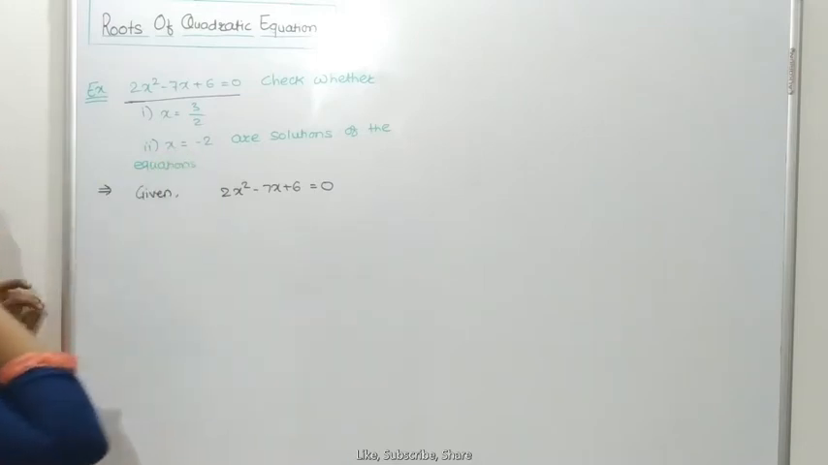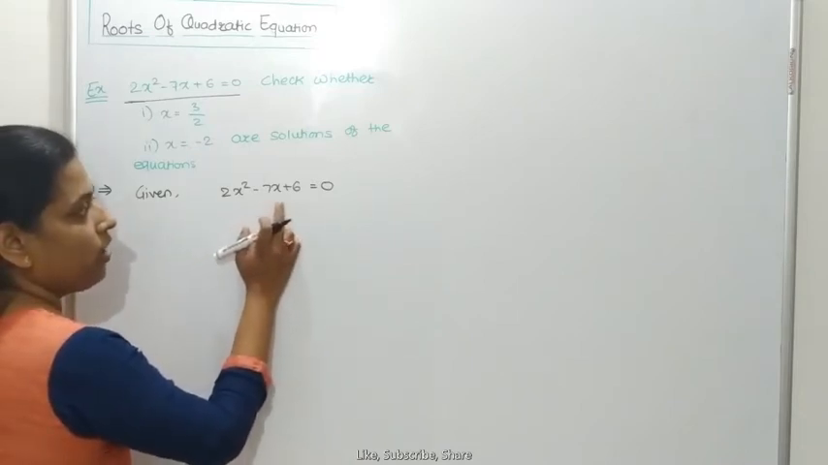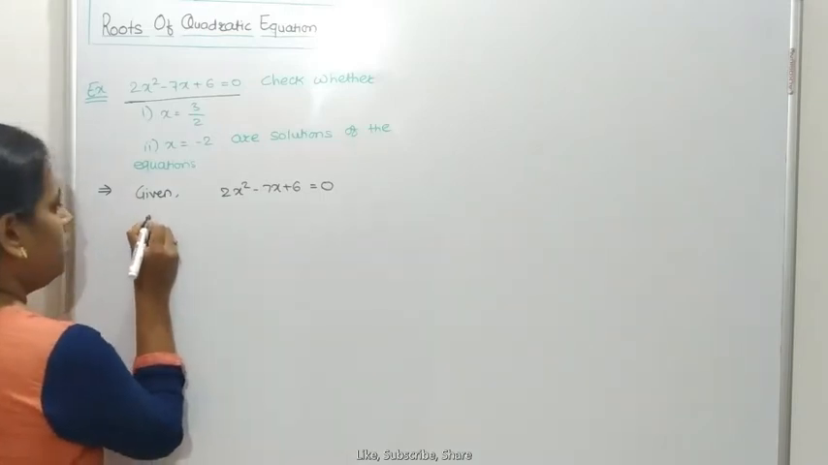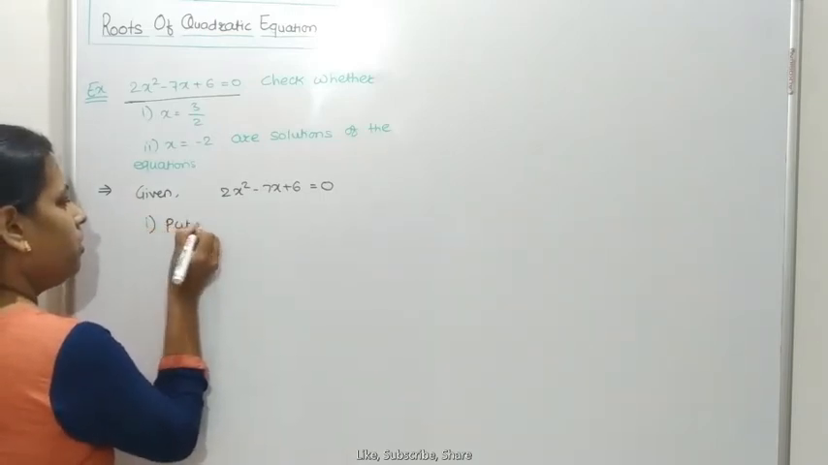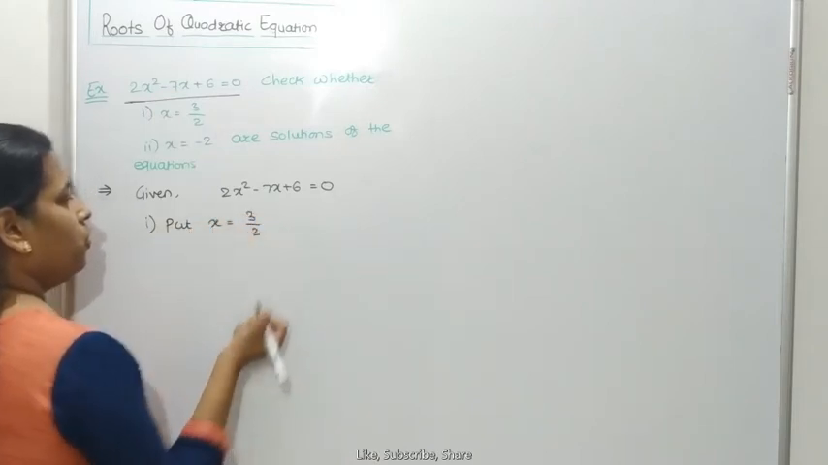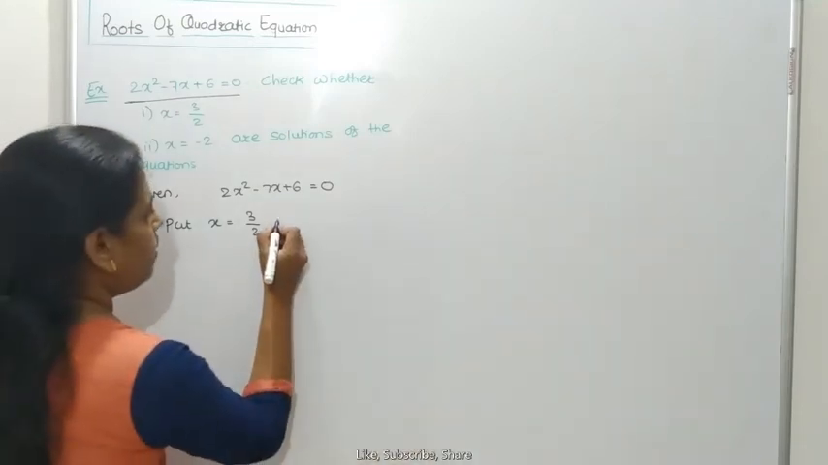Similarly for the second part. So we have to write down first the given equation, that is 2x square minus 7x plus 6 is equal to 0. Now next we have to solve the first part. Put x is equal to 3 upon 2. What is given here? x is equal to 3 upon 2.